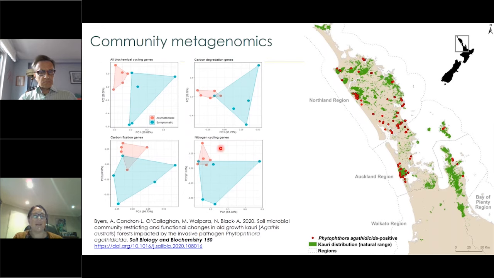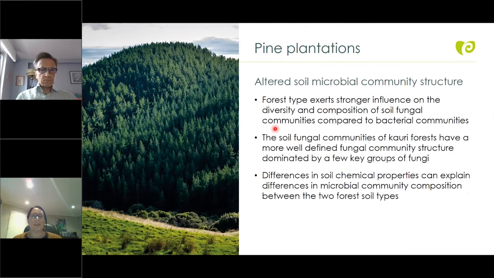I should have said that the red here represents the asymptomatic or uninfected sites, and the blue is the symptomatic, which is the trees that have obvious disease symptoms shown. And it has implications for carbon storage, and certainly carbon storage within the soil system as well. This is something we haven't actually considered in the system: how do these pathogens, not only land use changes, influence carbon cycling in these systems?